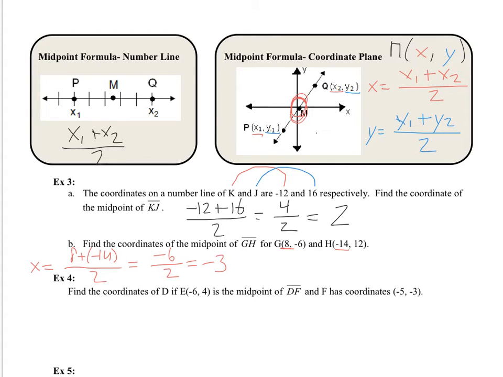Now we'll do the exact same thing for y. Now remember, we'll sum up our y terms now. We're going to do negative 6 plus 12 all divided by 2. Now negative 6 plus 12 is 6 divided by 2, and we get an answer of 3.